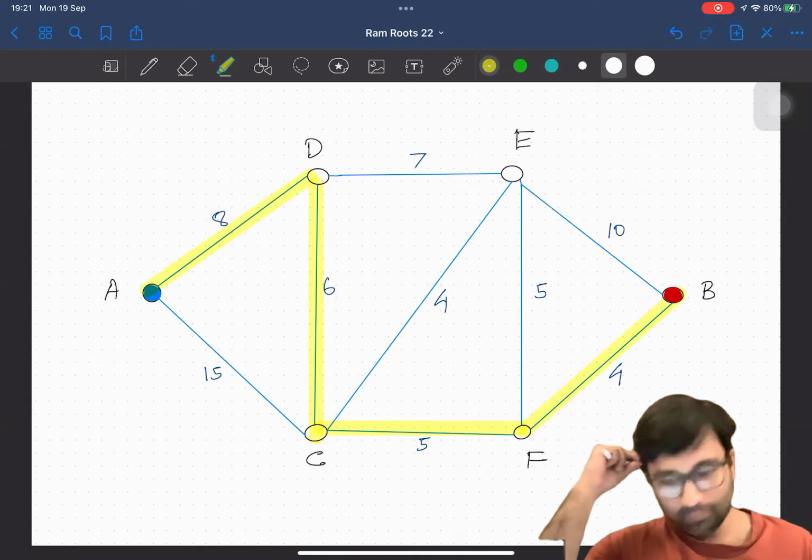So is there a better way or is this the fastest one? This may be the fastest.